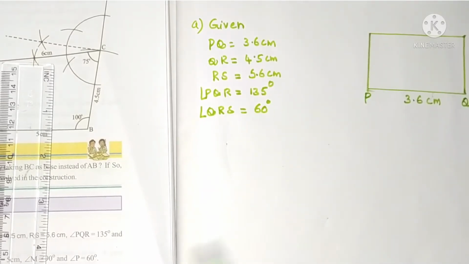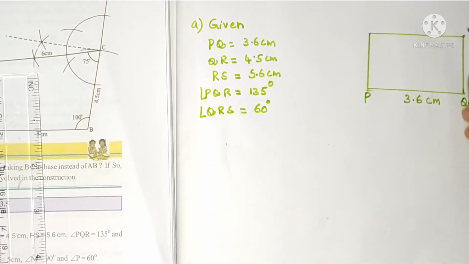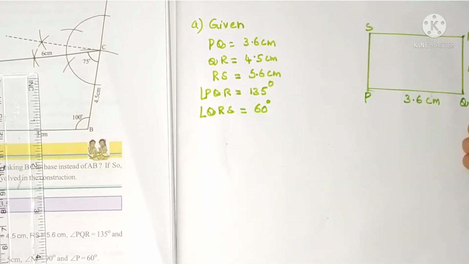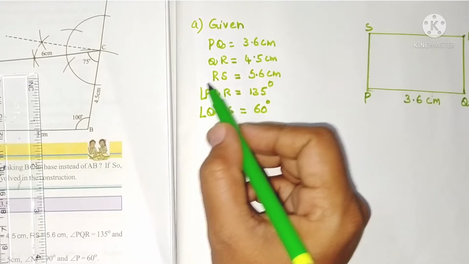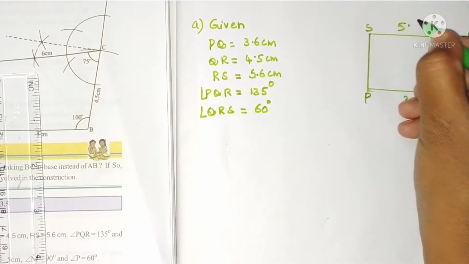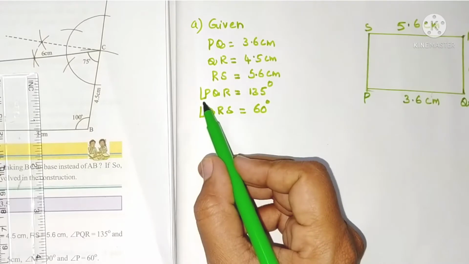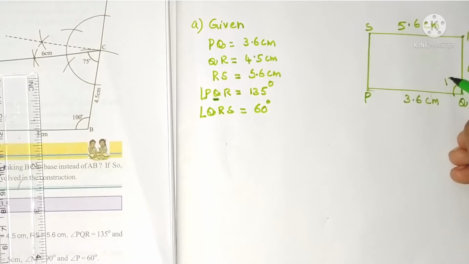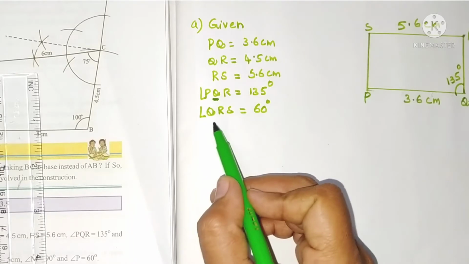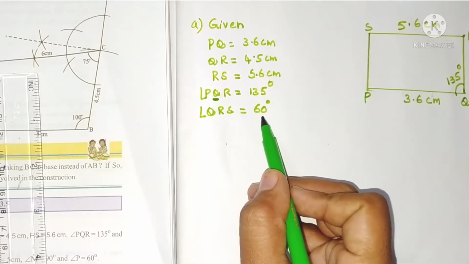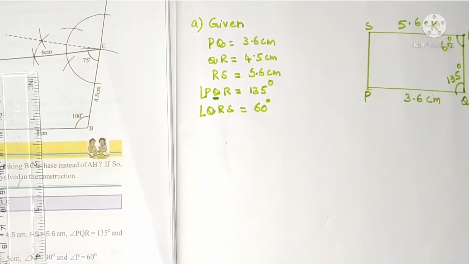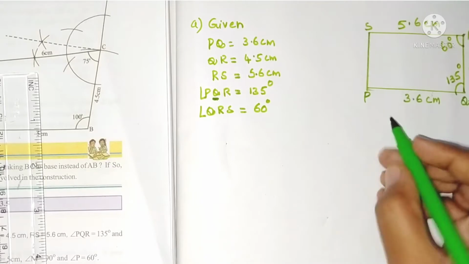Here the quadrilateral name is PQRS. So QR is 4.5 centimeters. Next RS, this one, 5.6 centimeters. Now angle PQR, that means this middle letter, at Q the angle is 135 degrees. Next angle QRS, 60 degrees, this one. Okay, now this is the rough diagram.